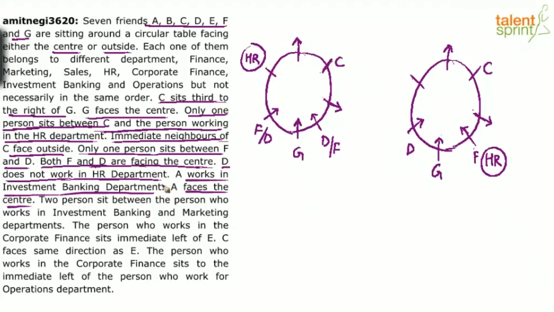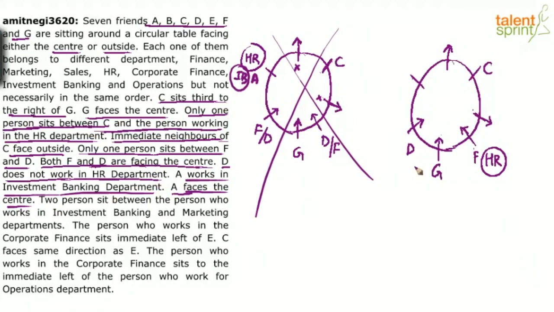What do we know? A faces the center. So A cannot come in these 2 positions because these 2 are facing outwards. A has to come here. But if you take A here, we know that A works in investment banking department, but this position is already blocked for HR department, which means according to case 1, both investment banking and HR are coming in the same position, which is not possible. Hence case 1 is wrong. See, it's obvious that one of these 2 is wrong. Case 1 is wrong.